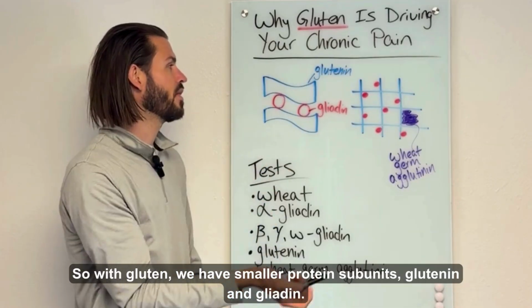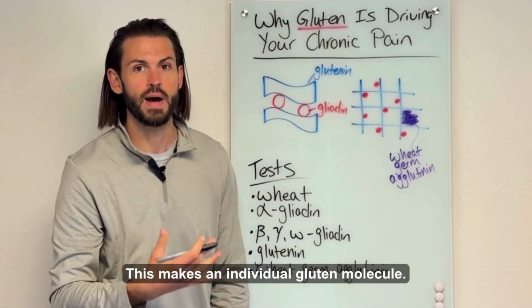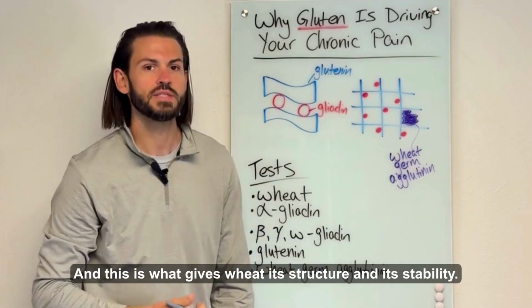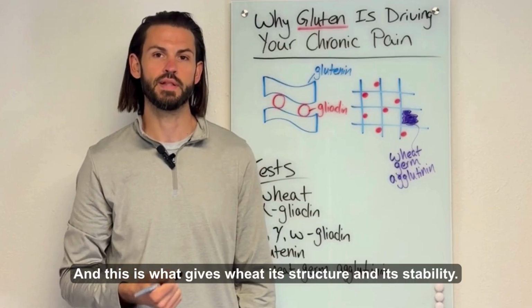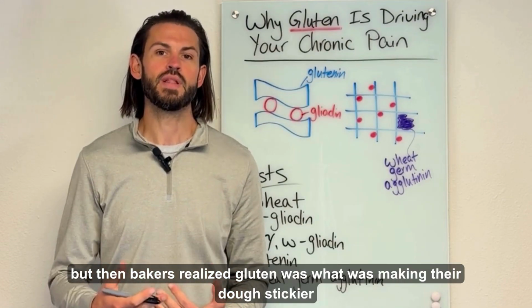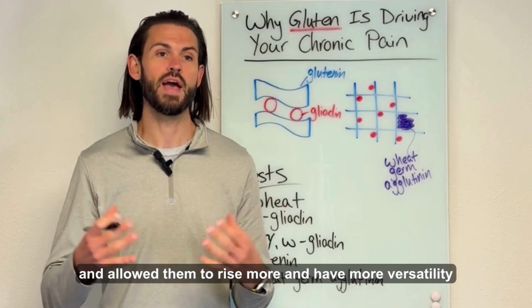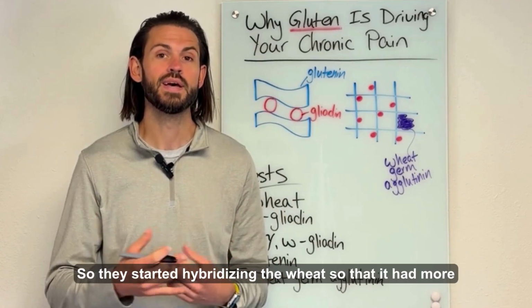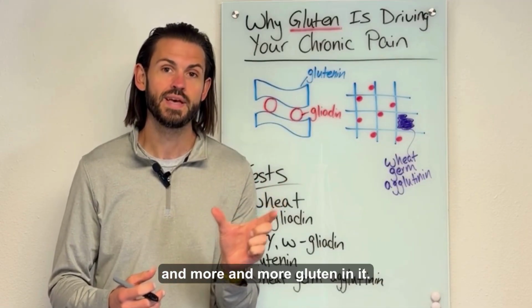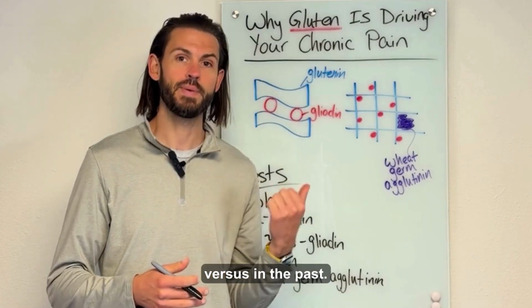So with gluten, we have smaller protein subunits, glutenin and gliadin. This makes an individual gluten molecule. When a bunch of these bind together, it creates this matrix. And this is what gives wheat its structure and its stability. Back in the day, wheat only had this much gluten in it. But then bakers realized gluten was what was making their doughs stickier and allowed them to rise more and have more versatility in what they were baking. So they started hybridizing the wheat so that it had more and more and more gluten in it. And now that's why we're starting to see more and more gluten sensitivities versus in the past.